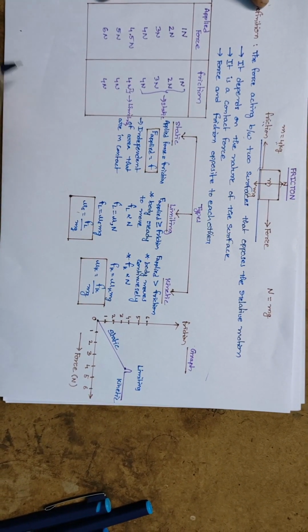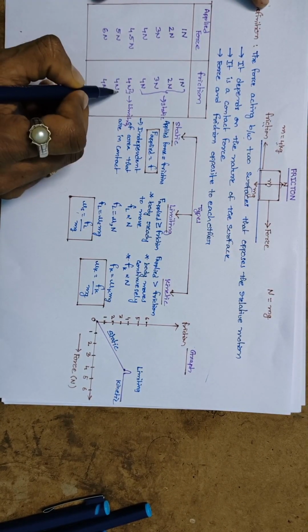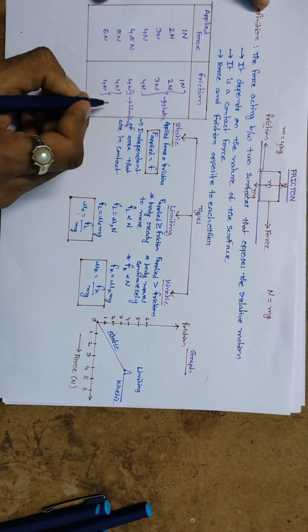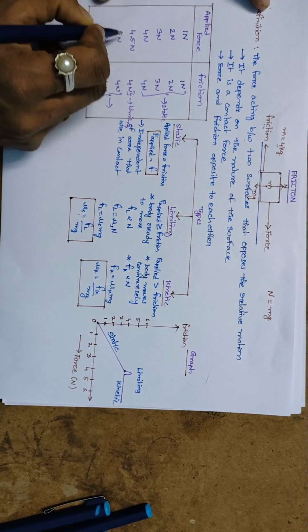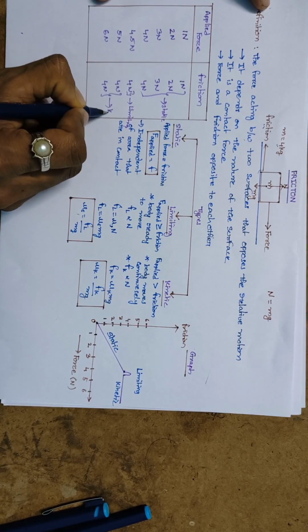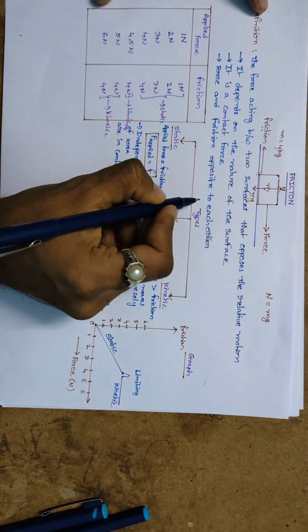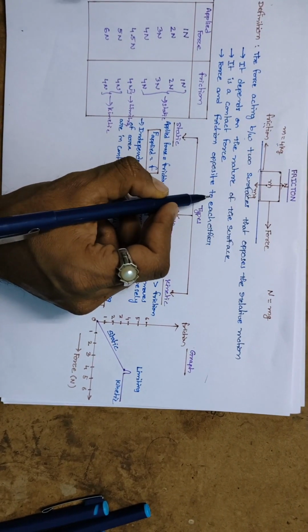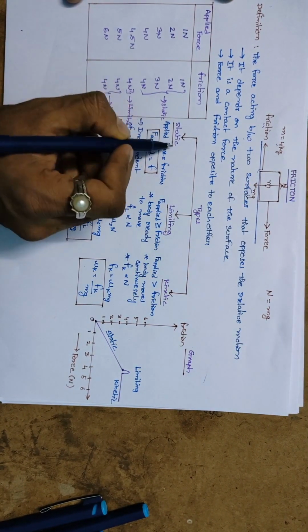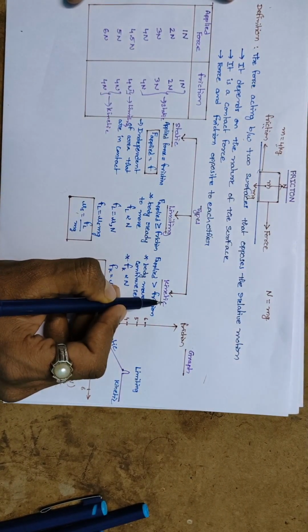After that, my applied force increases to 5 Newton, 6 Newton like that, but the friction force is only 4 Newton. So in this case, my applied force is much greater than the friction. The body continuously moves. So that is called kinetic friction. So coming to the types of friction, there are 3 types: static, limiting and kinetic friction.